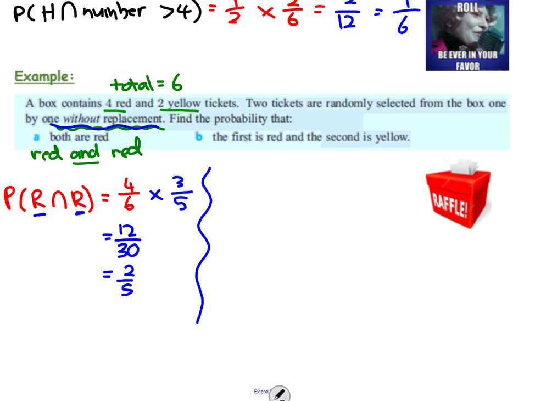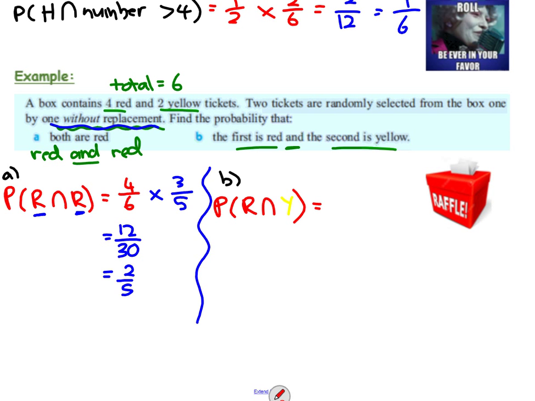So that's question A. Let's do question B over here. Here they're saying the first is red and the second is yellow. So that's an AND there as well. So it's the probability that the first one is red and the second one is yellow.